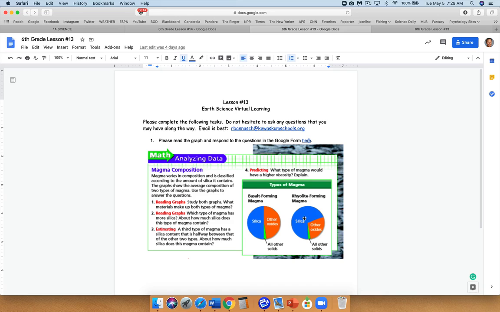And so the correct answer for number 4, what type of magma would have a higher viscosity? It's going to be the rhyolite forming magma. And the reason why is because it contains more silica. All right, so if you struggle with number 4, now at least you have a better understanding of it.